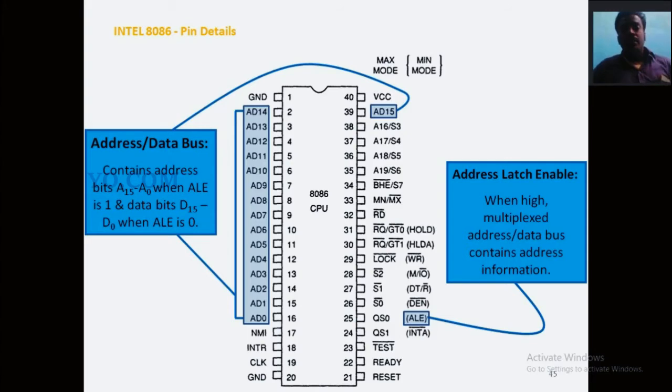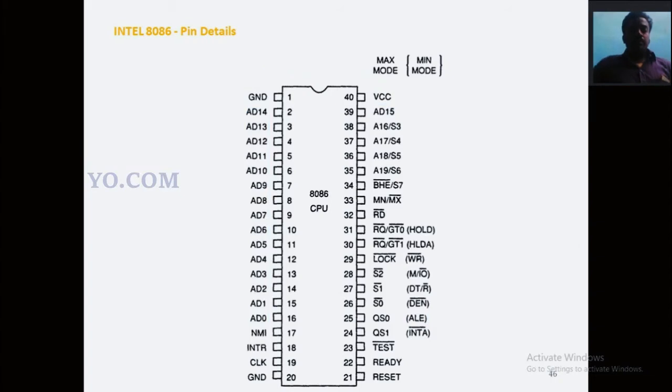Here two different parameters are considered, one is address and another one is data. Both are combined together in a single pin. If it is address, then ALE is 1. If it is data, ALE is 0. That is the address latch enable. By using this single ALE pin, we can tell whether these lines carry address or data.